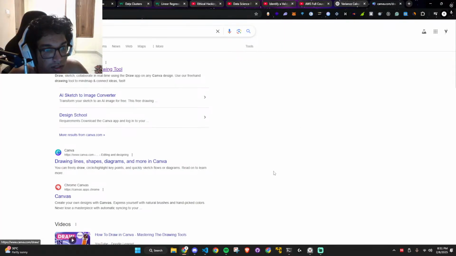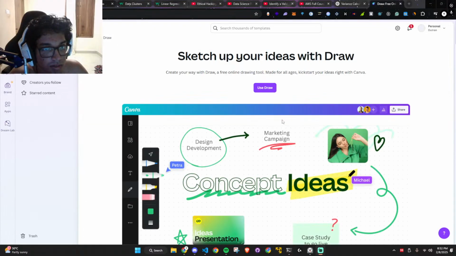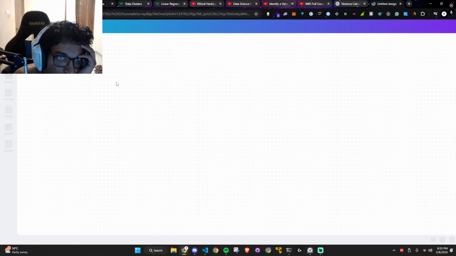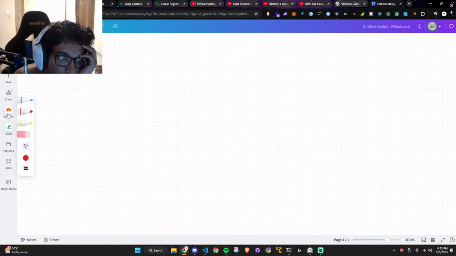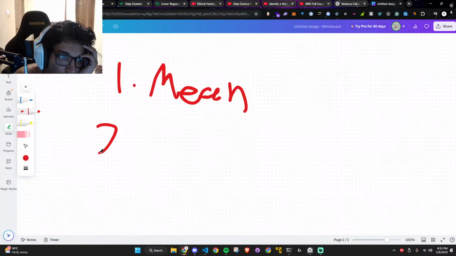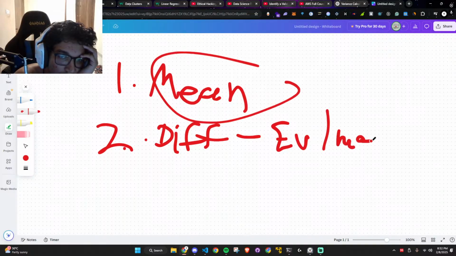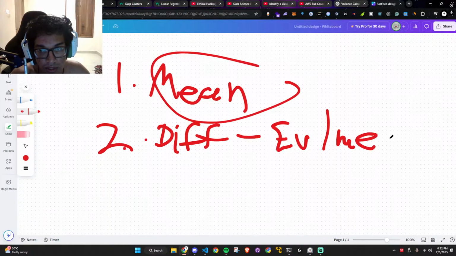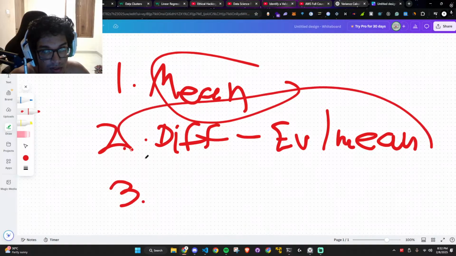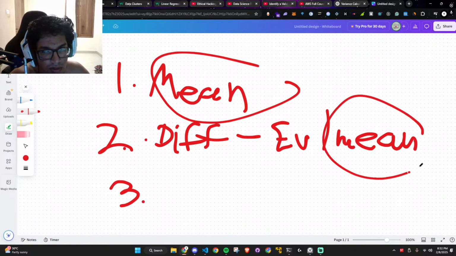But so basically, what I try to do here is, first of all, you find the mean, right? So obviously, I like drawing stuff. Makes me remember easily. First, you find the mean, and then you find the difference of each value. So I'm just gonna call it each value, and then you divide this by the mean. I think, yeah. Actually, I don't think you need to divide it by the mean.